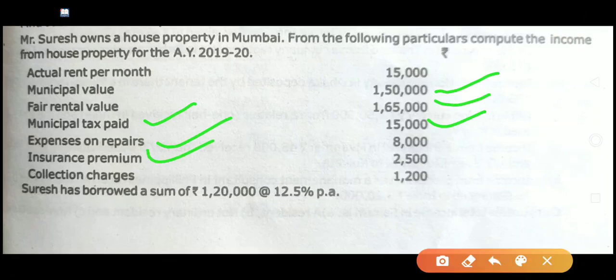And insurance premium also ignore. Collection charges also ignore. So these are the expenses which you need to ignore. Don't take into consideration for the calculations.